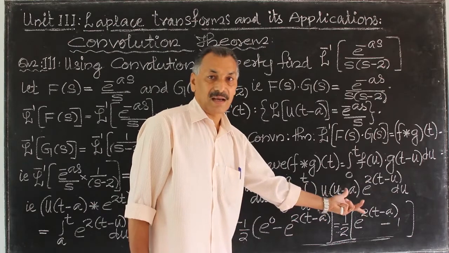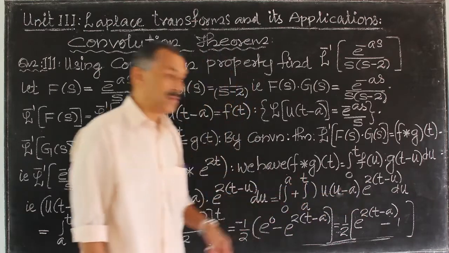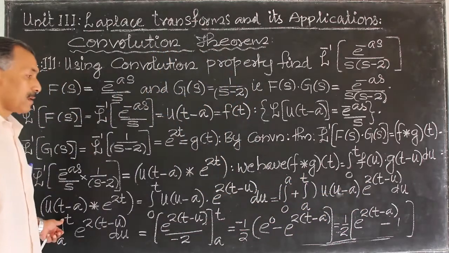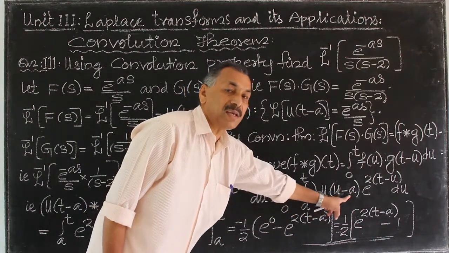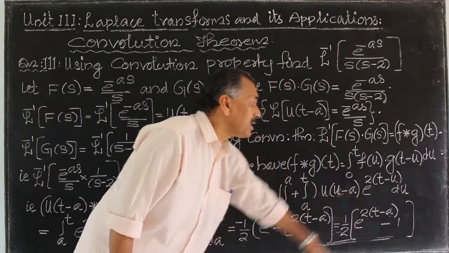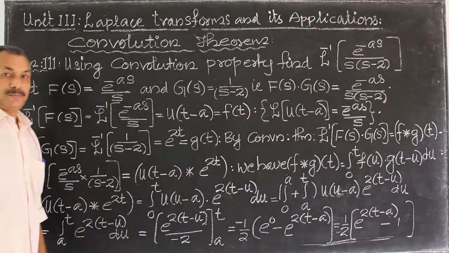So the first integral, from 0 to a, is equal to 0. The second integral, from a to t: here u is greater than a, so u of u minus a is equal to 1, giving the integral from a to t of 1 into e raised to 2 into t minus u du.